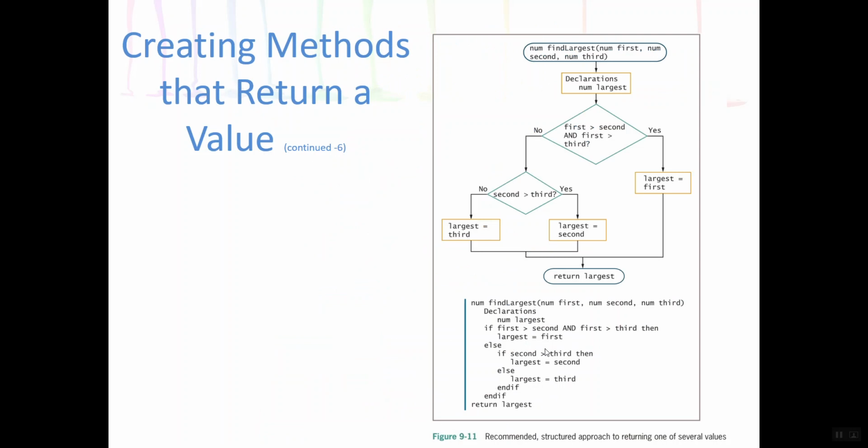So a better approach would be to say, well, let's create a variable largest and we'll use a series of if statements. If first is in fact the largest, we'll set largest to first. Else if second is bigger than third, largest will be second. And finally, if neither of the other two are true, largest must be the third. So we set this local variable appropriately, and then we return that value back to the caller. It's much simpler in terms of return statements and much less likely to introduce problems.